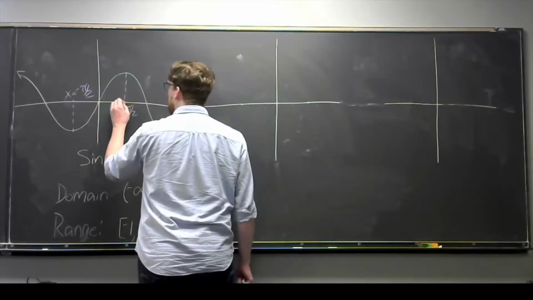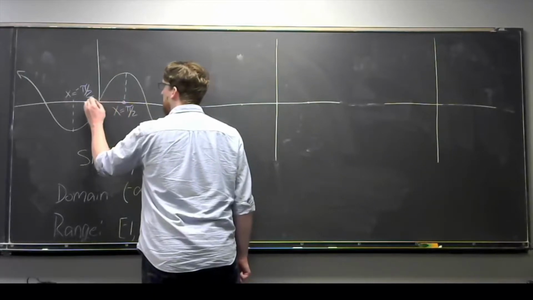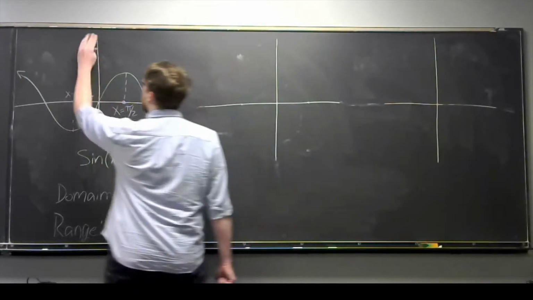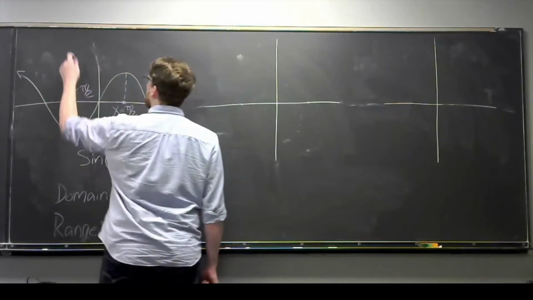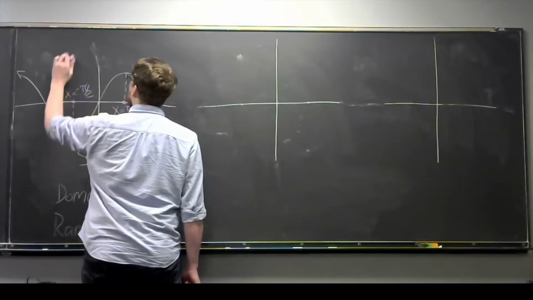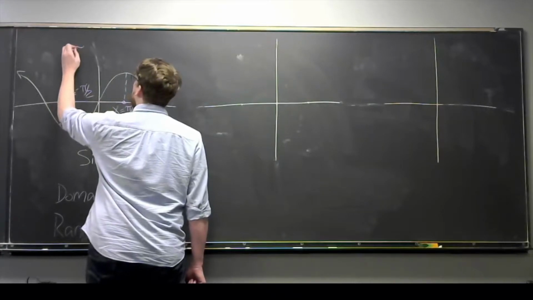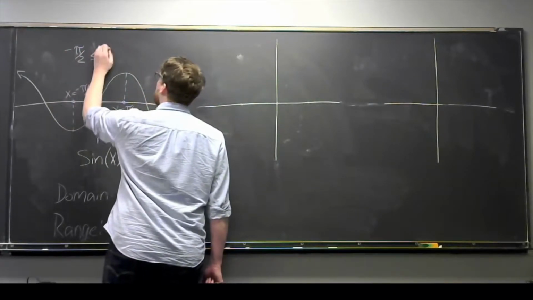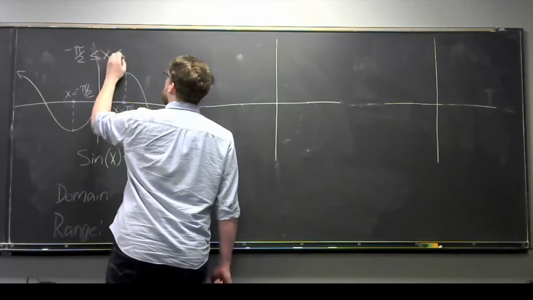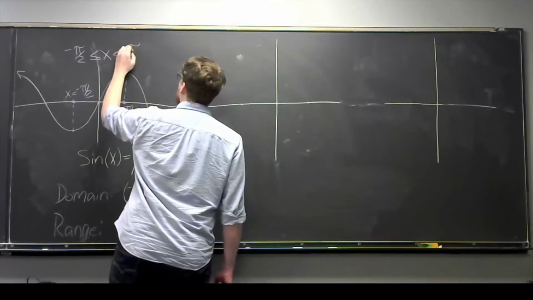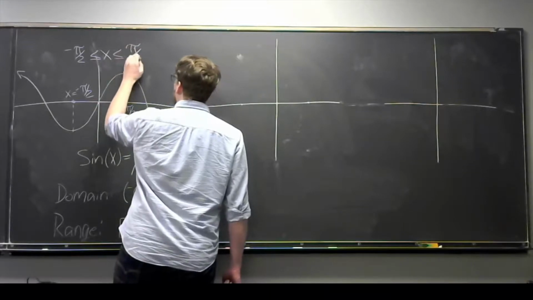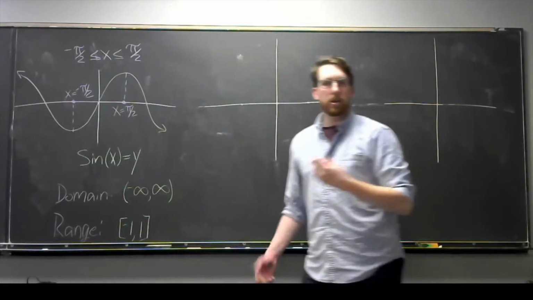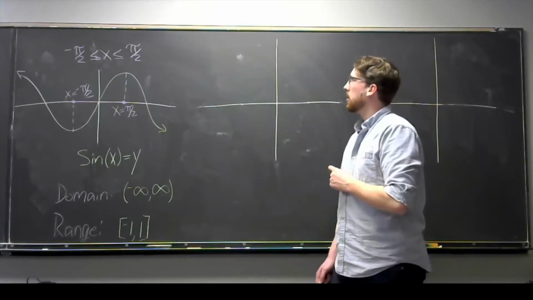We have to use this chunk of our x values. Negative pi over 2 is less than or equal to x is less than or equal to pi over 2. You can also write that in interval notation using the square brackets.